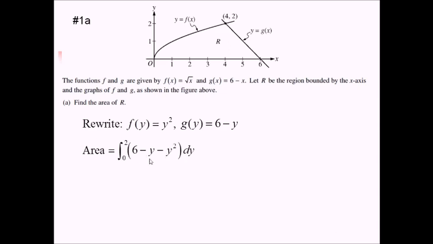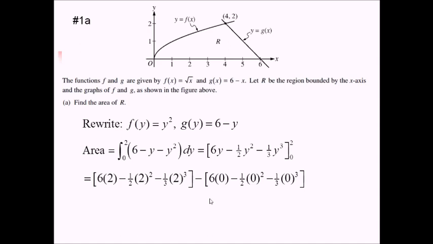And now let me do my antiderivative going from left to right here. So I've got 6y minus, this is going to be 1/2 y squared. And then this bumps up to a 3. Dividing by that, we've got minus 1/3 y cubed, all evaluated from 0 to 2. So we've got all of this stuff with 2 plugged in, minus all of this stuff with 0 plugged in. And at this point, you're actually done. You've got all constants. You could just stop here and get your points and move on to the next part of the problem.